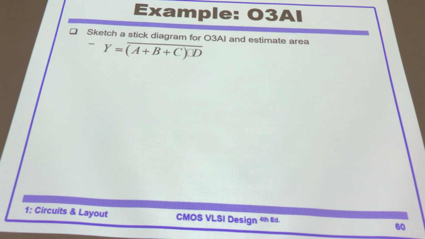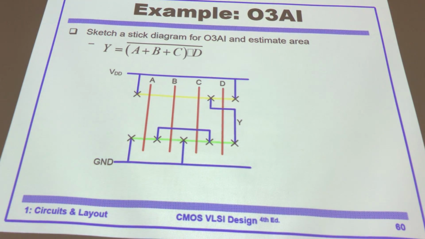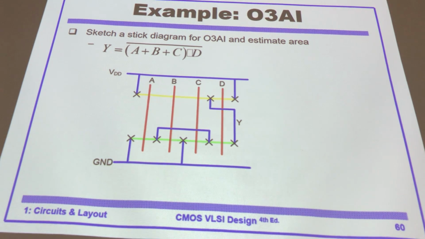So how do you design the circuit? Is a stick diagram. Or reverse it: can you try to figure out what the circuit is? Based on the stick diagram, can you derive the Boolean function? Okay, let's try to do that.